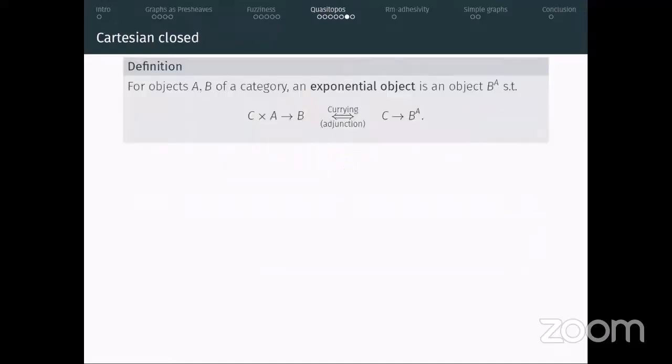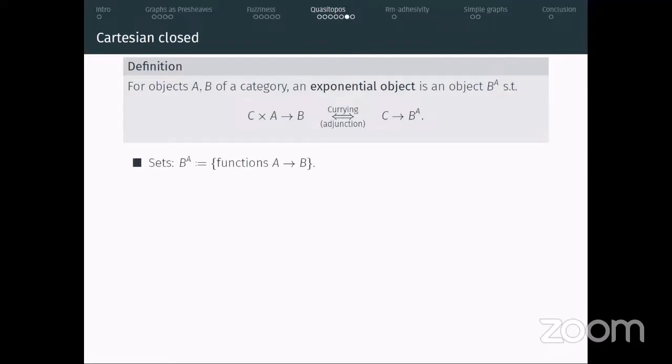And the last thing to have is locally Cartesian closedness. Again, I'll just give a partial part of the definition. A smaller version of the definition is to be just Cartesian closed, which means that you have exponential objects for every A and B. You have B to the A, and you need to have currying, or in categorical terms, an adjunction between functions of this form and functions of this form.